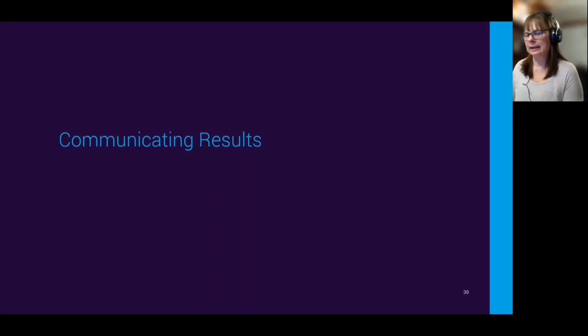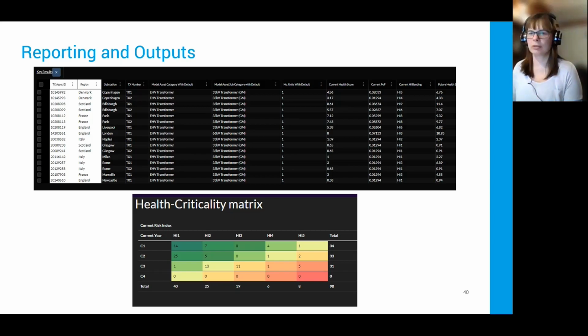A couple of final things. Communicating results. Talked a bit about this as we've gone along. A couple of screenshots just to show you. So this first one is very simply asset by asset, the lowest level of detail per asset, and then you can get things like your current health scores and probabilities of failure, and you can obviously endlessly play with those in Power BI or Excel or any tool of your choice.